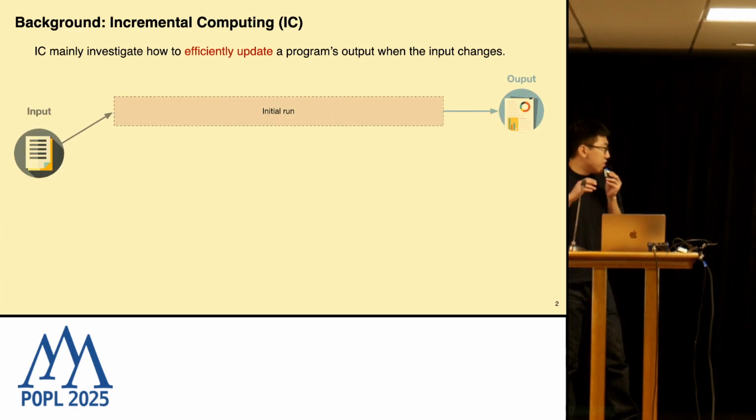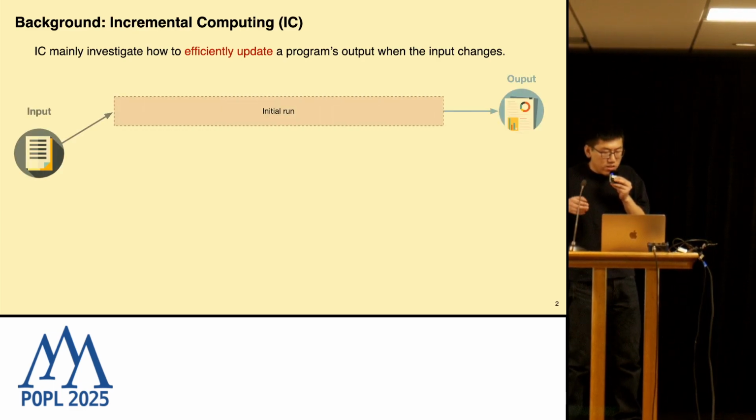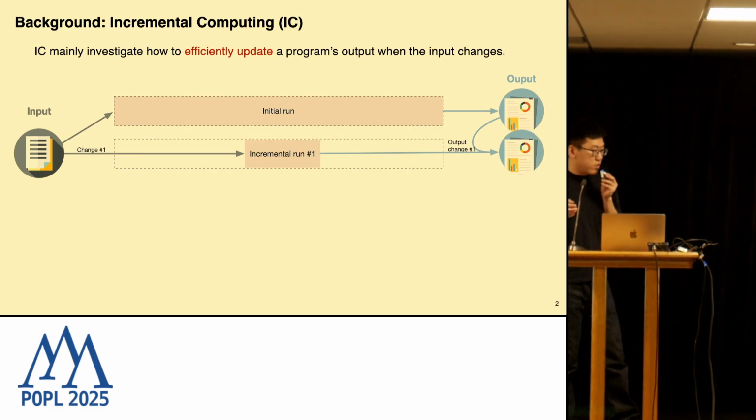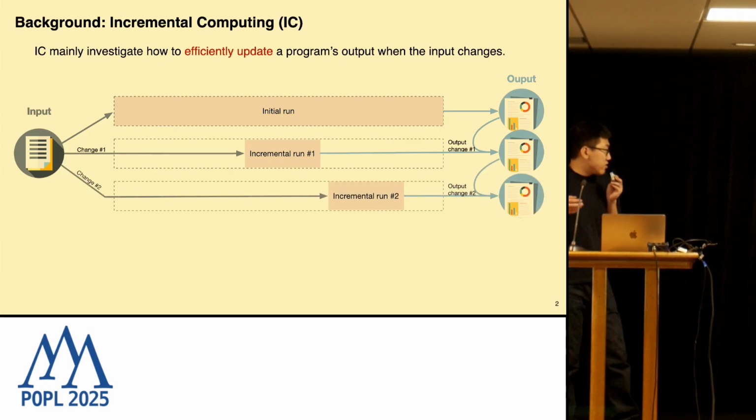When an input reaches an incremental program, and it's the first input, it will just work normally as a normal program, translating the input to the output. But after that, if there's a change to the input, the incremental program will not rerun the whole program from scratch. Instead, it will try to efficiently update the output by analyzing the mathematical properties of the structures of programs. And this process just repeats every time the input changes.